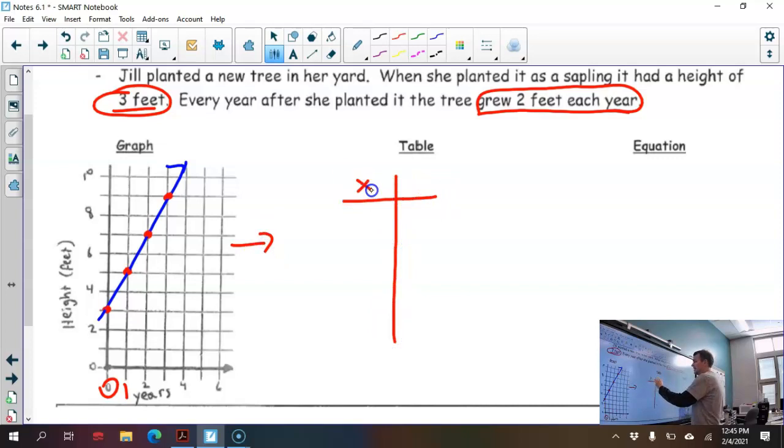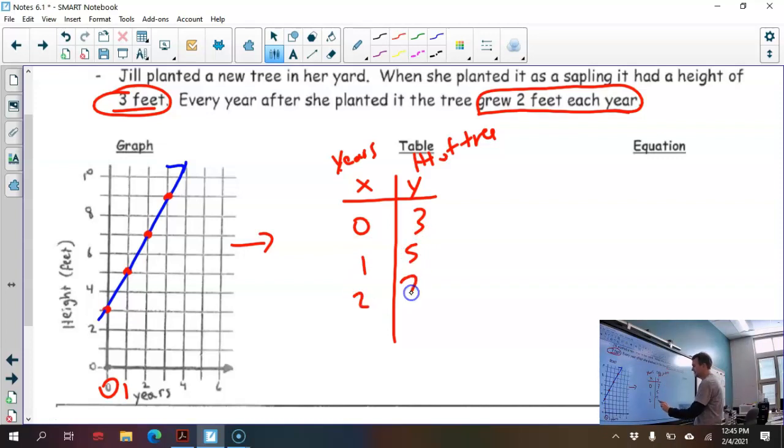All right, so yesterday we kind of looked at how to put these points on a table. So like our X value is years, and our Y value is the height of the tree. And we know from the problem that after 0 years, the height of the tree was 3. And after 1 year, it had grown 2 feet and it was 5. And after 2 years, it was 7. And 3 years, it was 9. And these are just the same ordered pairs that are here on the graph. I've just taken the ordered pairs and I've put them in a table.